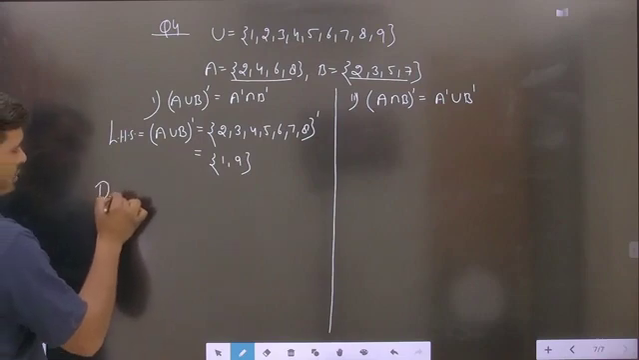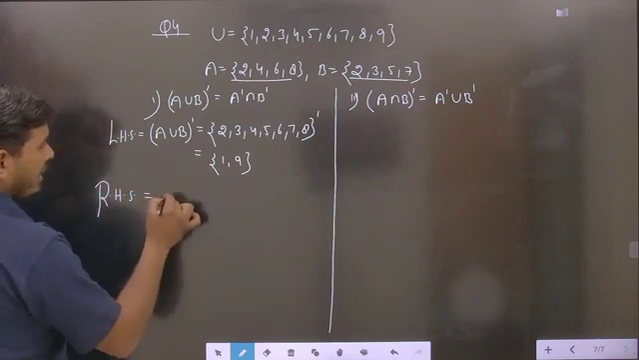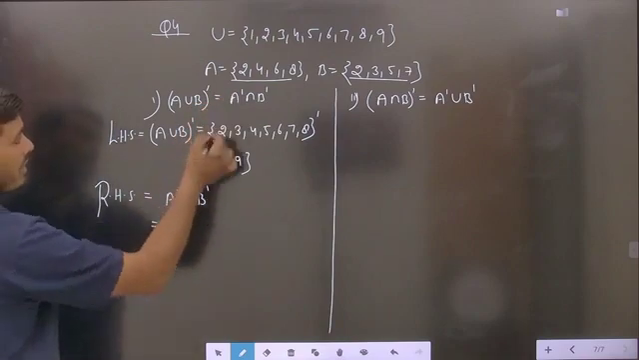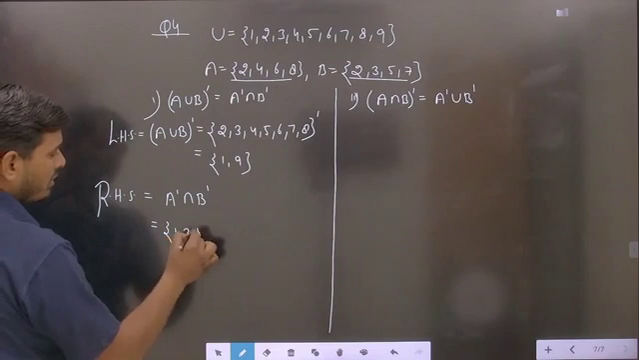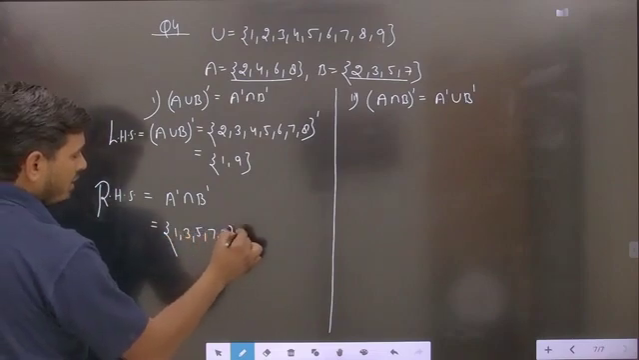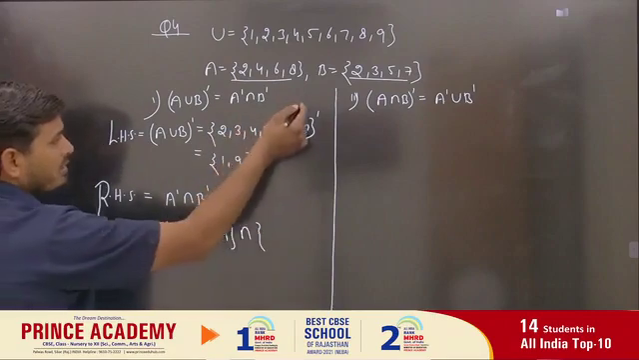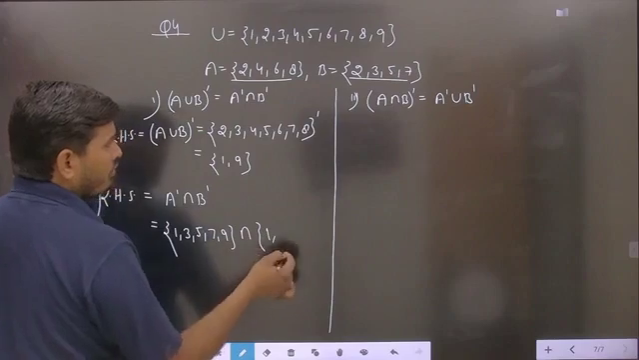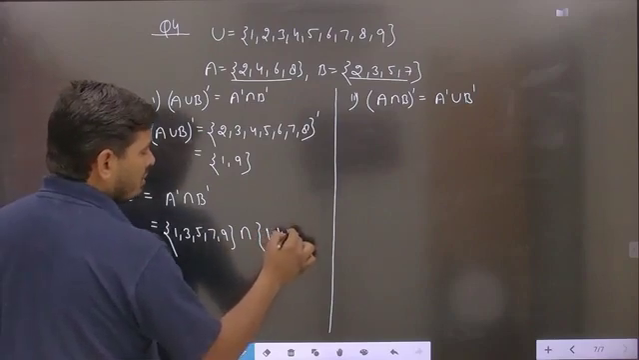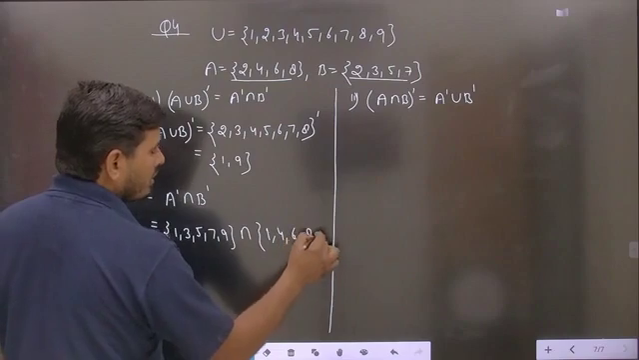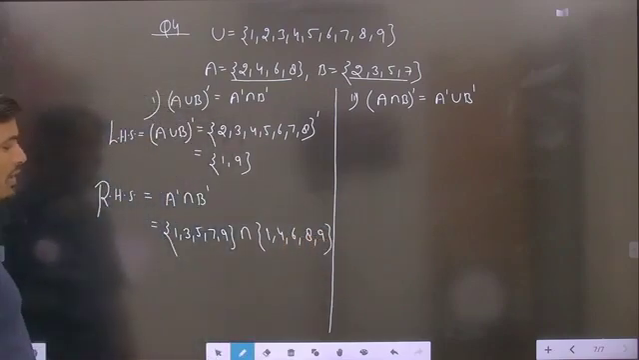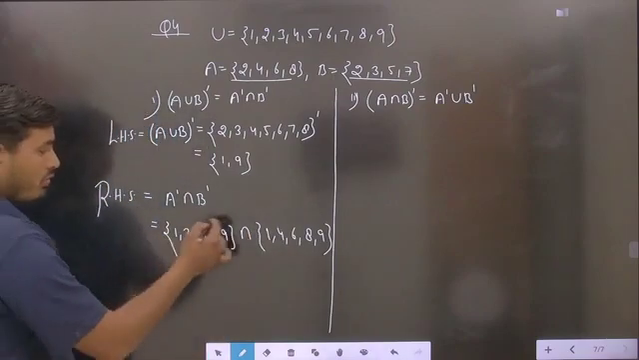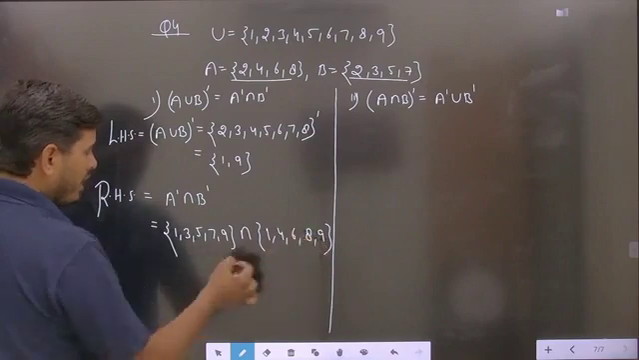Similarly, for the right hand side, we have to calculate A dash intersection B dash. Then what is A dash? U minus A, so we write 1 3 5 7 and 9, and here the intersection is with B dash. B dash means you eliminate the elements of B, so we write 1, then 2, 3, then 4, then 6, then 8, then 9. Is it clear? Now we take the intersection of both sets. Intersection means you take the common elements, so 1 and 9 are common only.